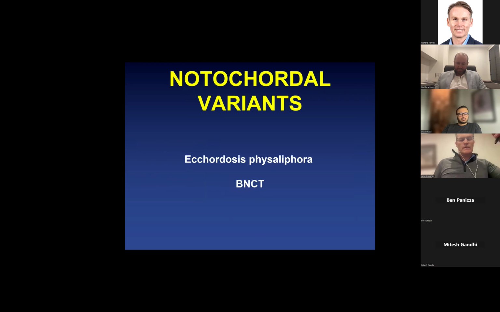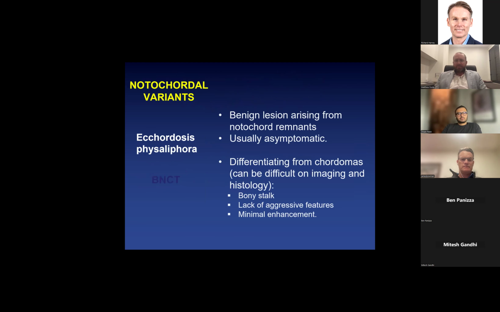Here are some notochordal variants that I'll be talking about next, namely ecchordosis physaliphora and benign notochordal cell tumors. EPs, like chordomas, arise from notochord remnants, but unlike chordomas, EPs are benign lesions and usually asymptomatic. Their appearance, both radiologically and histologically, can be similar to chordomas.